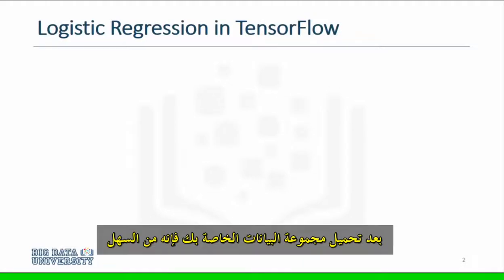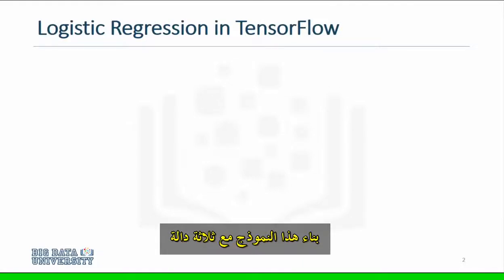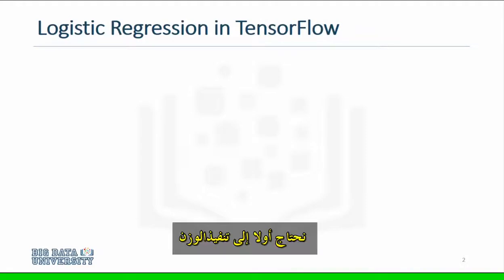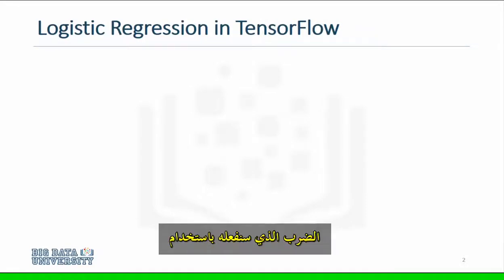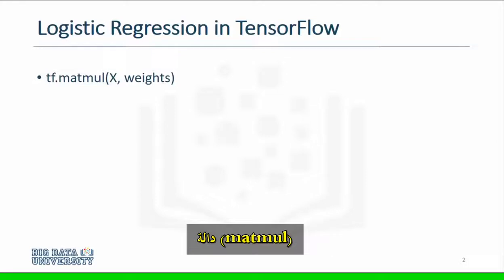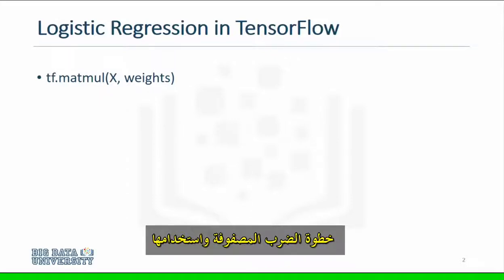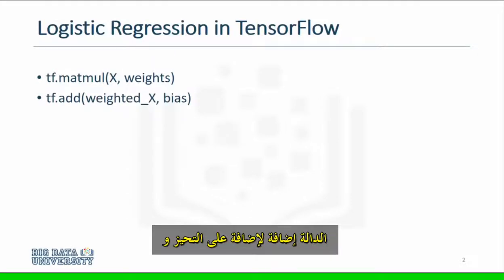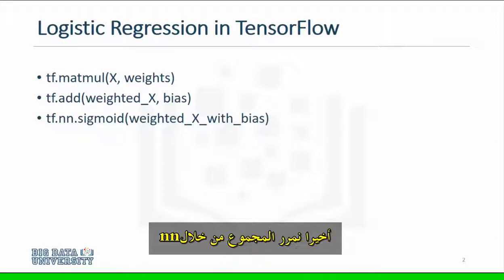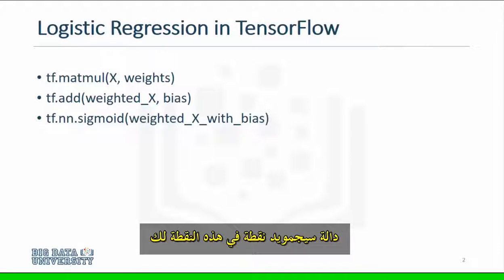After loading your dataset, it's easy to create this three-function model with Tensorflow. We first need to implement the weight multiplication, which we'll do by using the mat_mul function. Mat_mul simply stands for matrix multiplication, and this function receives our input and the weights as parameters. We then take the result of the matrix multiplication step and use the add function to add on the bias. And finally, we pass the sum through the nn.sigmoid function.